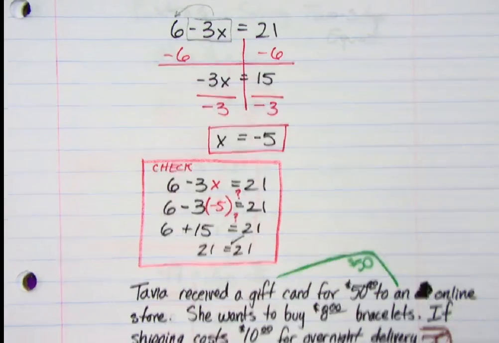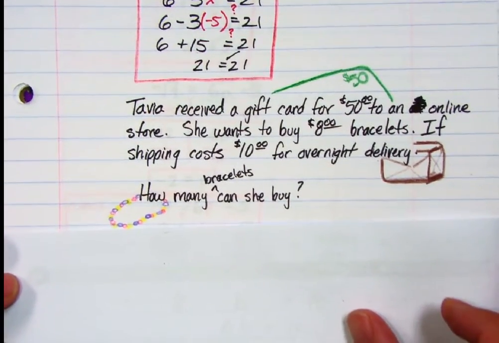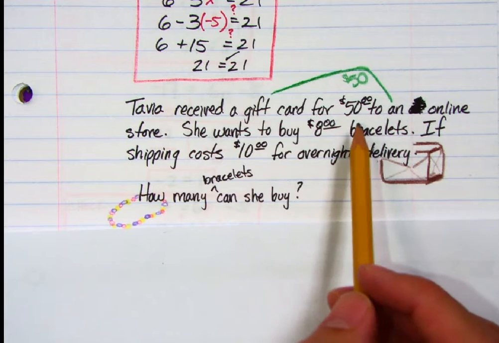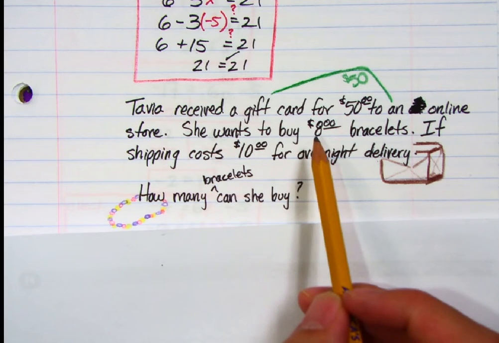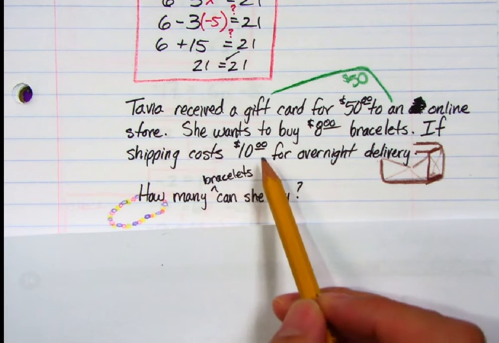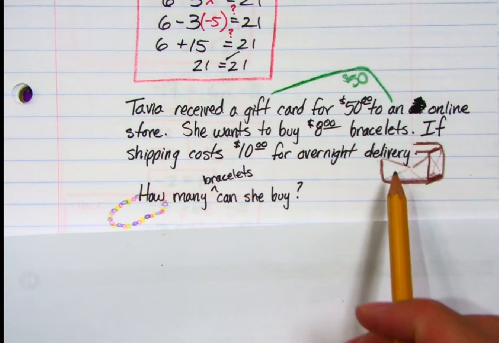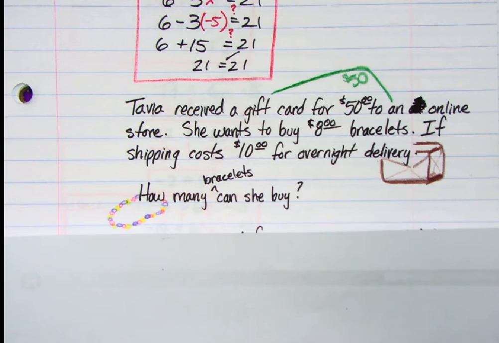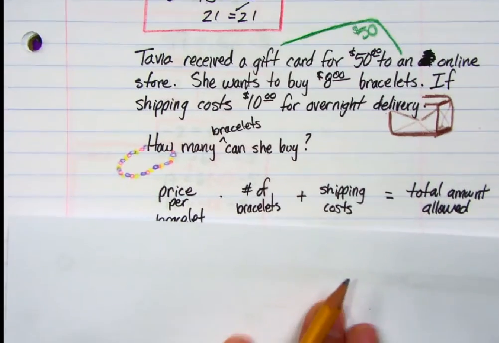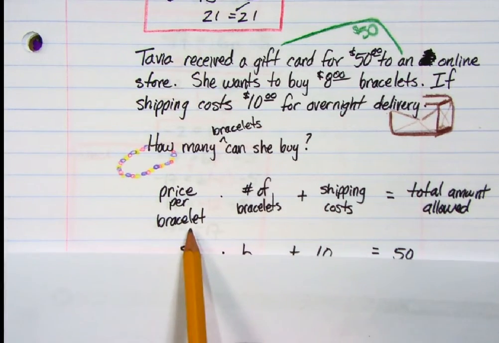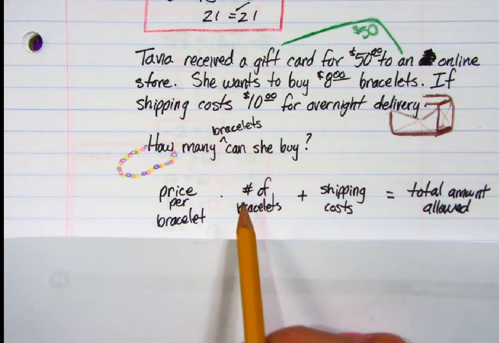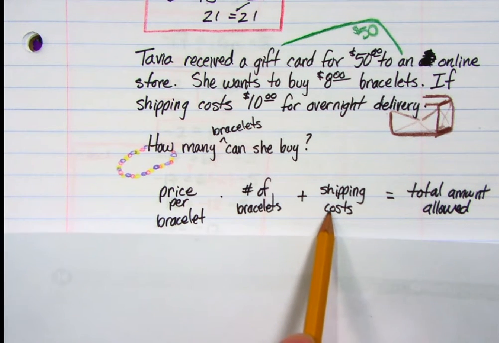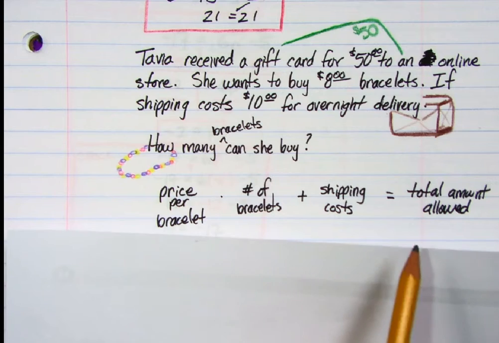So I have Tavia. Tavia received a gift card for $50 to an online store. She wants to buy $8 bracelets. But if shipping costs $10 for overnight delivery, how many bracelets can she buy? Well, okay, let's try to figure this out. So there's price per bracelet, right, times the number of bracelets, and then you have to add in the shipping costs, and that should be the total amount.